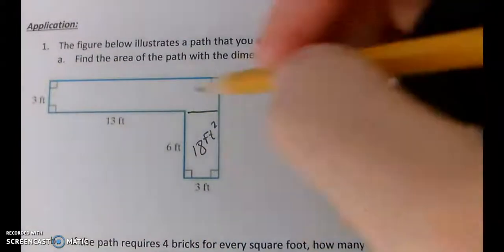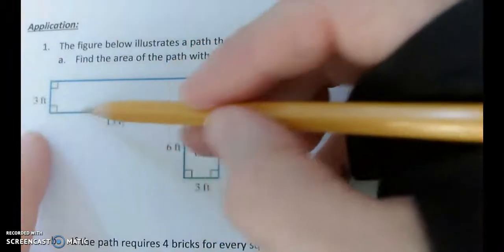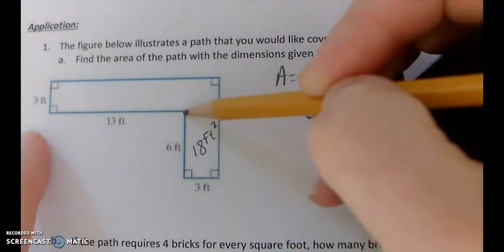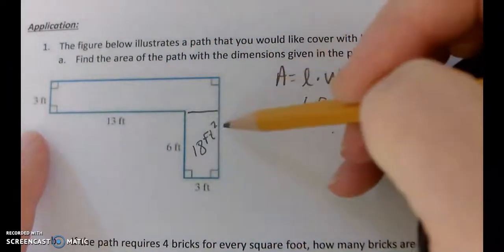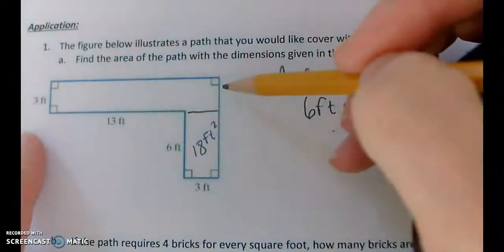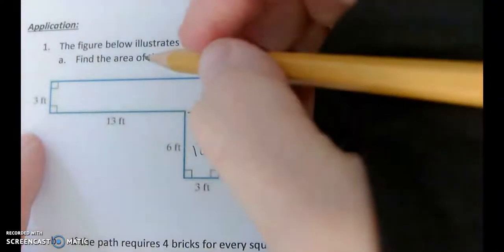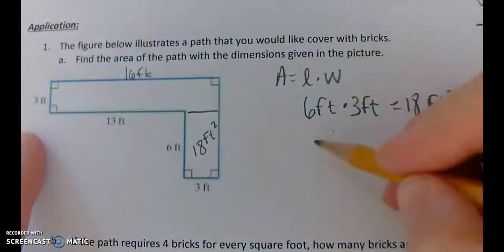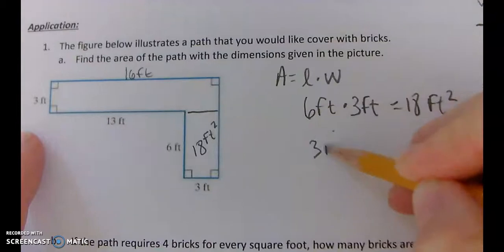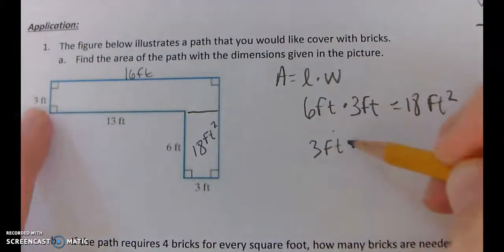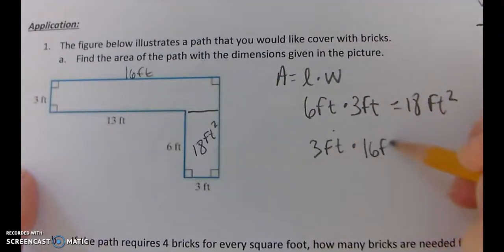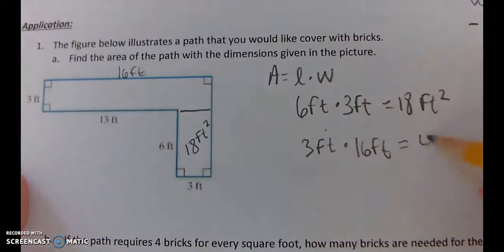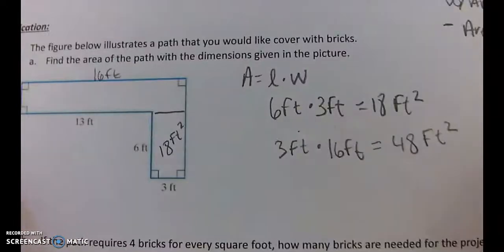Okay, but what's going on up here? Is this going to be 3 times 13? No, it's not. I need to add this additional 3 feet here to get this whole distance across. So that 13 becomes 16 feet. And now I have 3 feet times 16 feet. I get 16 times 3 is 48 square feet. Feet times feet are square feet.